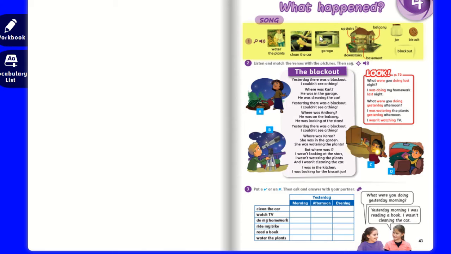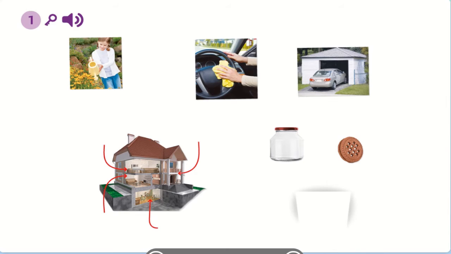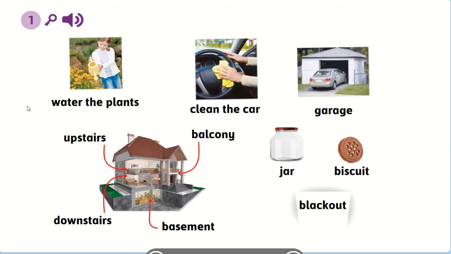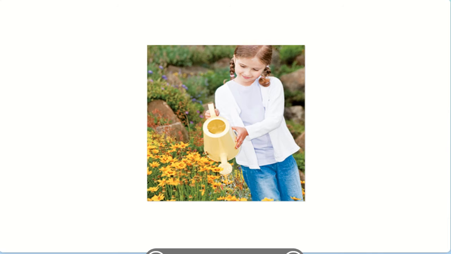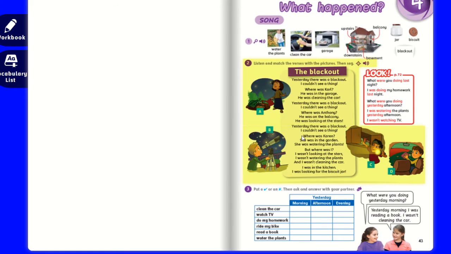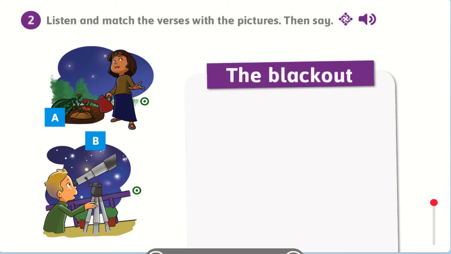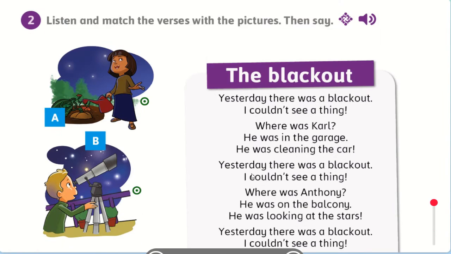Most importantly, focus on the vocabs, the new words. We have water the plants, clean the car, garage, upstairs, downstairs, basement, balcony, jar, biscuit, and blackout. Also, we are going to have a song, this one. We will read the song or the poem.